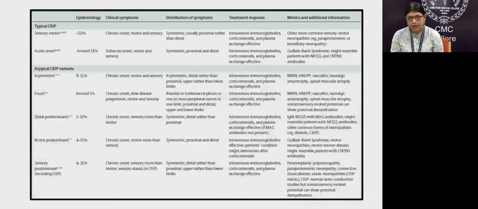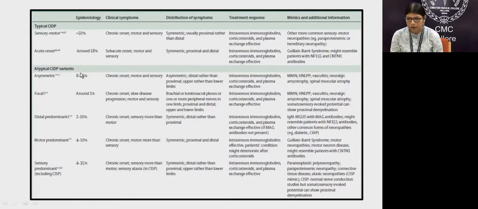So broadly, CIDP can be divided into typical and atypical CIDP variants. Typical is the sensory motor. This is the usual chronic sensory motor, proximal and distal weakness, or an acute onset CIDP, which is a very small proportion, where we can see onset within less than 4 weeks. They can also present with a proximal symmetric upper limb and lower limb involvement. And here we need to look out for the other mimics, which we'll discuss in detail.